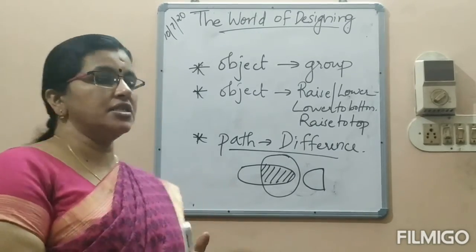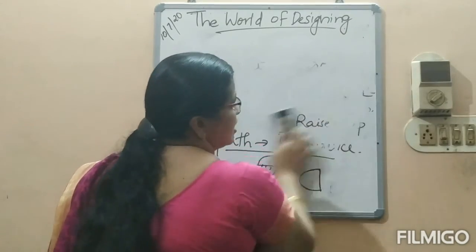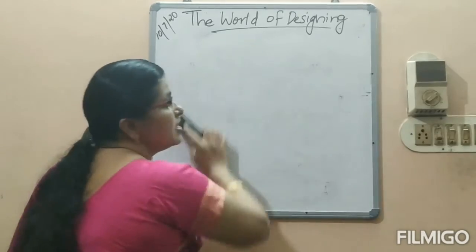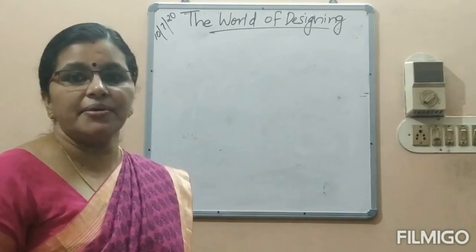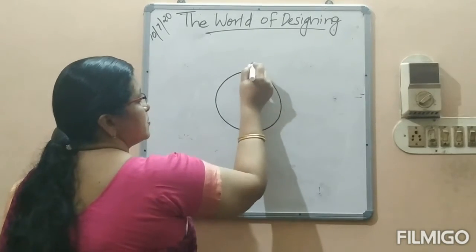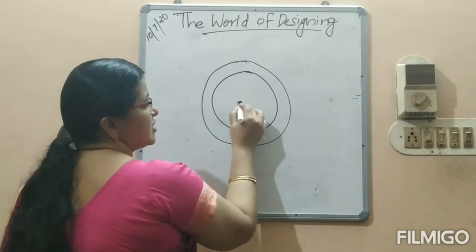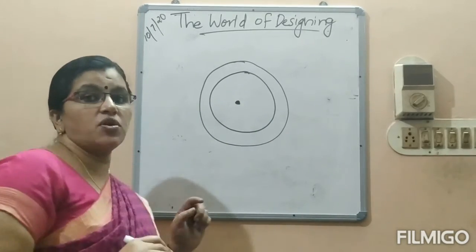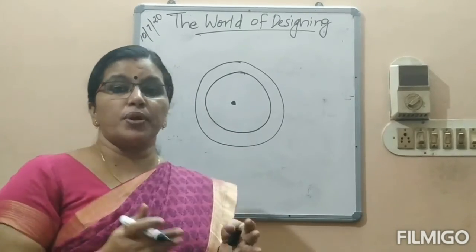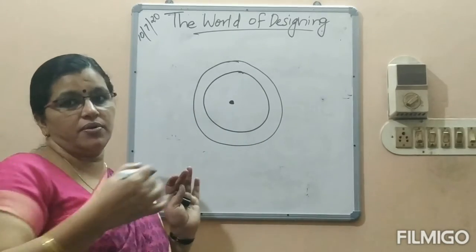In today's class, we will be learning to create a concentric circle. What do you mean by concentric circle? The center is the same for the two circles. Suppose this is one circle and this is another circle. The center is the same for it. Then it is called concentric circle. The two circles are proportionally smaller. This one is proportionally smaller to the next one.